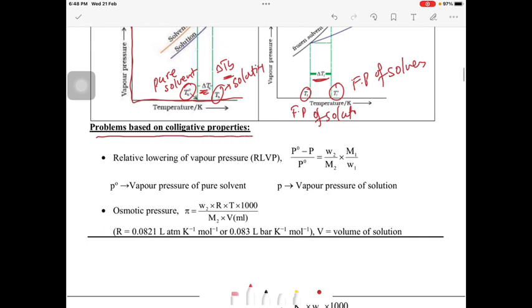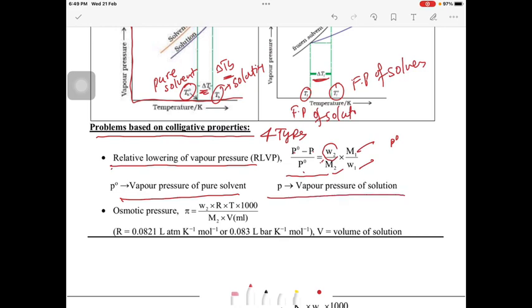Problems based on colligative properties. We have four types of colligative properties. First one is relative lowering of vapor pressure. Mathematical expression: P naught minus P by P naught is equal to weight of solute by molecular weight of solute into molecular weight of solvent by weight of solvent. Here P naught is the vapor pressure of the pure solvent, P is the vapor pressure of the solution.